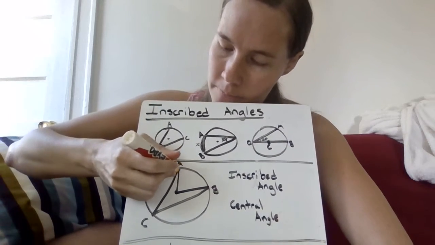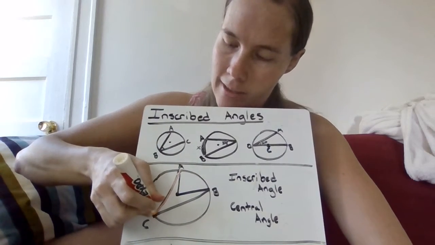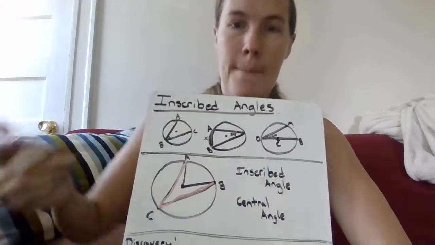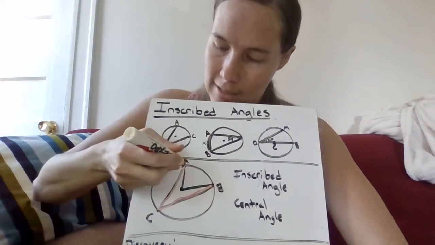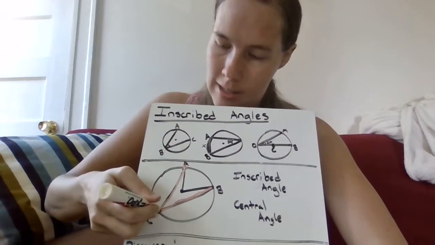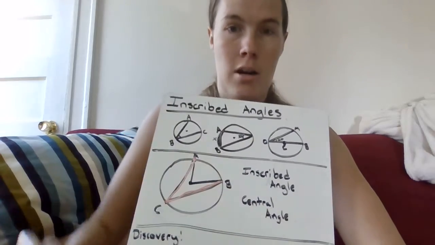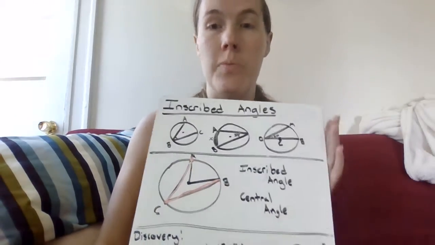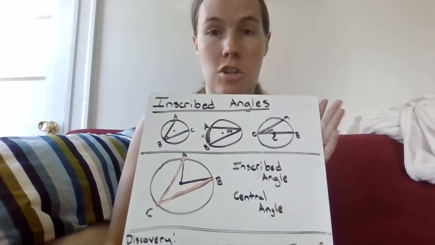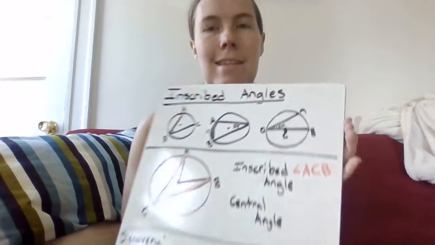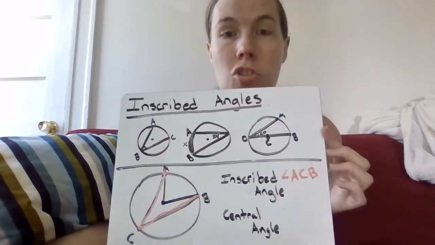So angle ACB, it touches here, here, and here. All three points touch the circle. Therefore, it's an inscribed angle. So angle ACB is an inscribed angle.